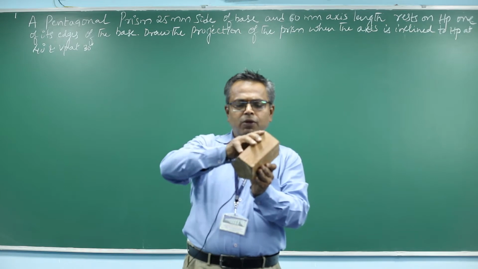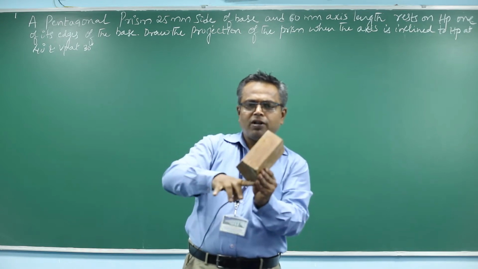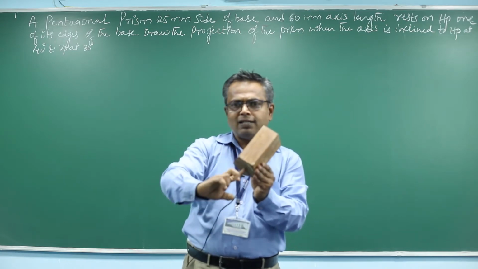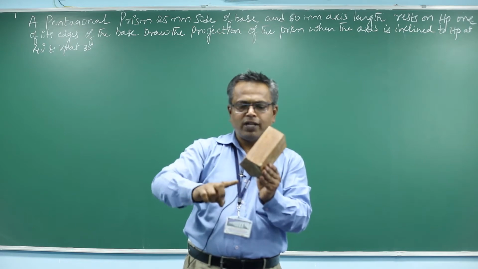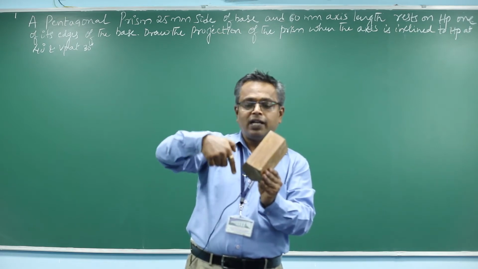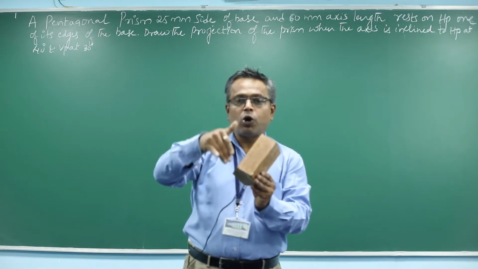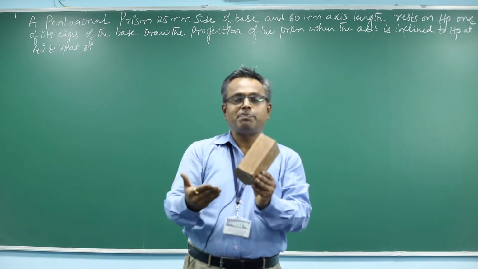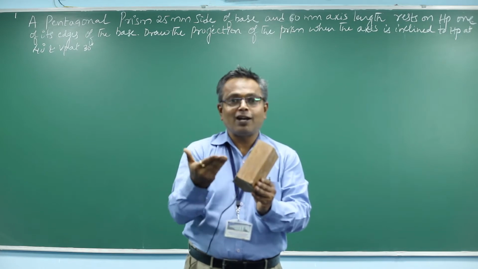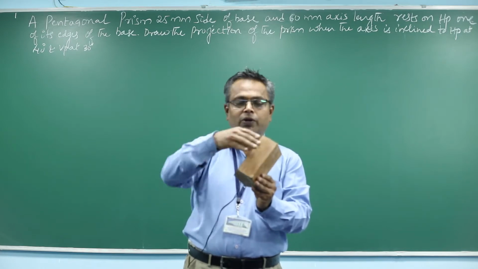Now this prism, no doubt, is resting on HP on an edge of its base, where the axis is inclined to HP at an angle 40 degree and VP at an angle 30 degree. Project the top and front view. In this final position, it is very difficult to draw the top and front view because it is inclined to both HP and VP, that I cannot draw directly on HP or on VP plane. What do I have to do?